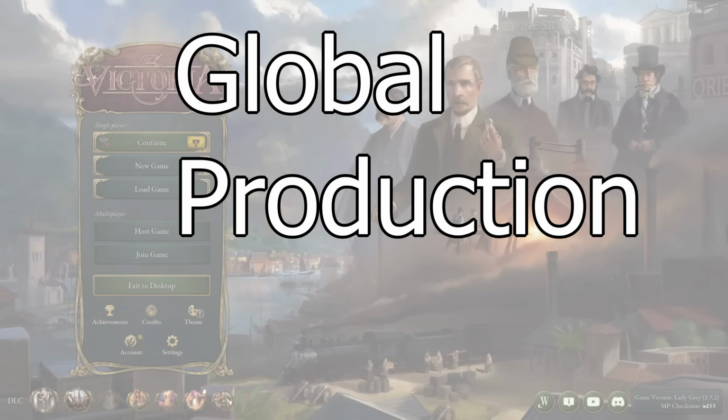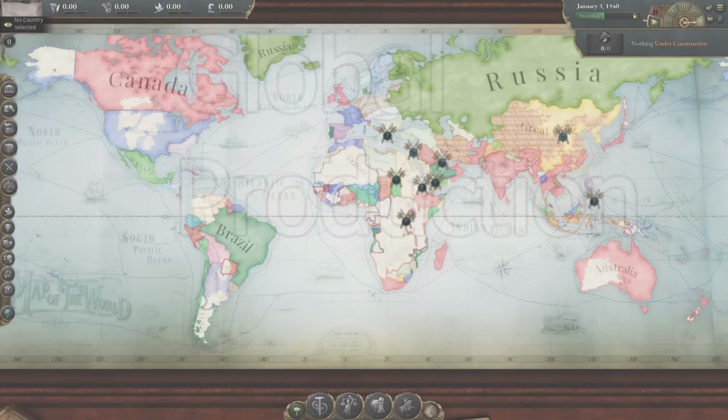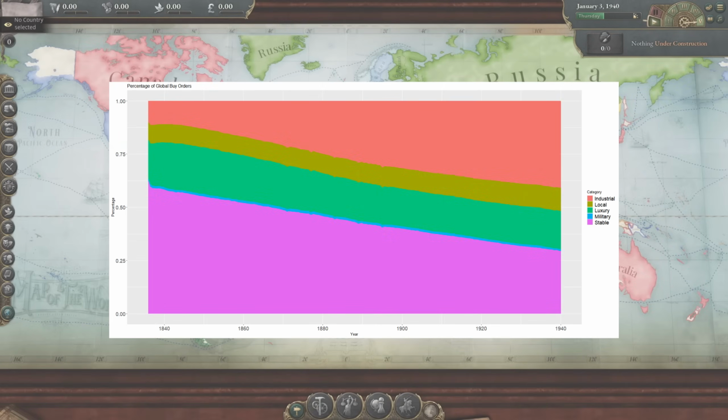We know what the AI trades, and we know that the AI produces more goods. But what exactly is it producing? This graph shows the percentage of global buy orders by category. Again, this is the average over all 5 timelapses. We can see that staple goods start strong with about 60% market share, but they are reduced to about 30% by the end of the game. The share of industrial goods is rising, while the rest seems to stay constant.